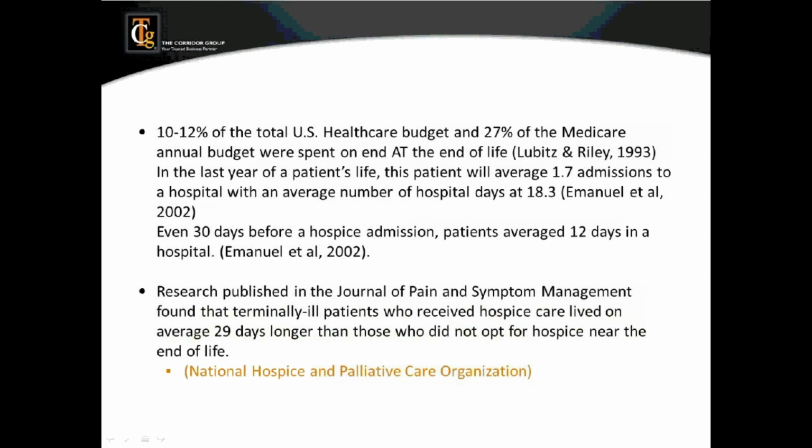10 to 12% of the total U.S. healthcare budget and 27% of Medicare annual budget were spent on end of life, at the end of life. In the last year of a patient's life, this patient will average 1.7 admissions to a hospital with an average number of hospital days of 18.3. Even 30 days before a hospice admission, patients average 12 days in a hospital. Research published in the Journal of Pain and Symptom Management found that terminally ill patients who received hospice care lived on average 29 days longer than those who did not opt for hospice near the end of life. Next slide, please.